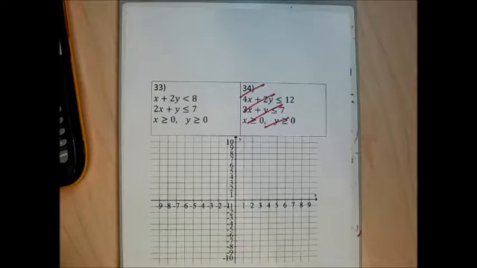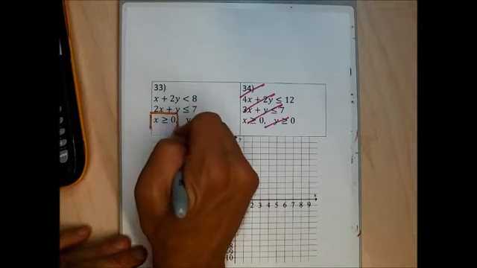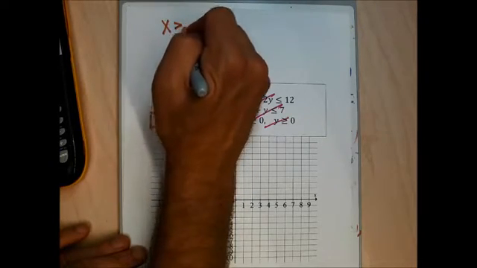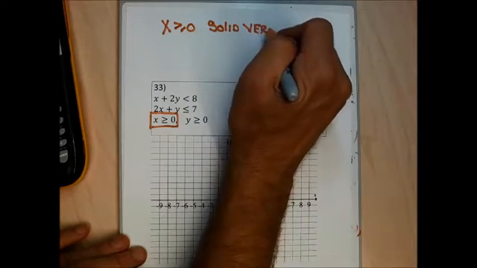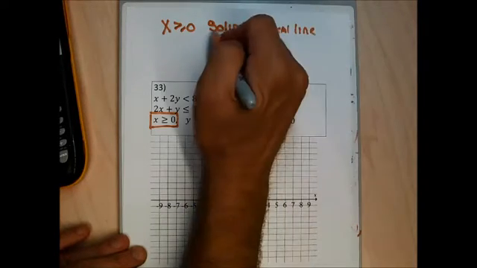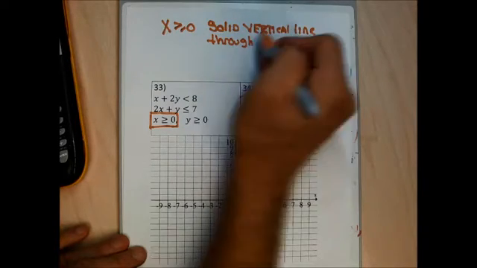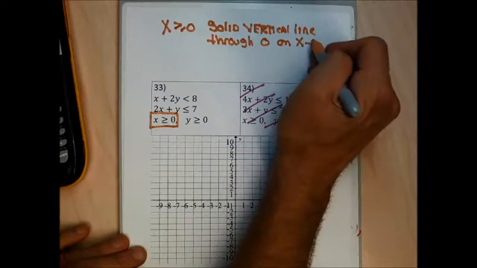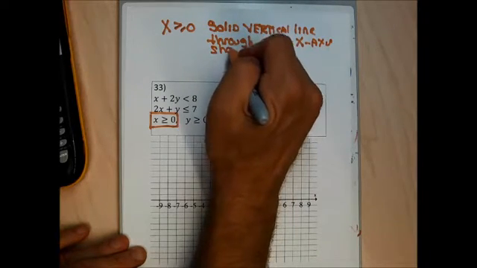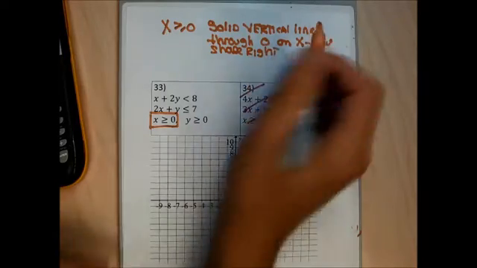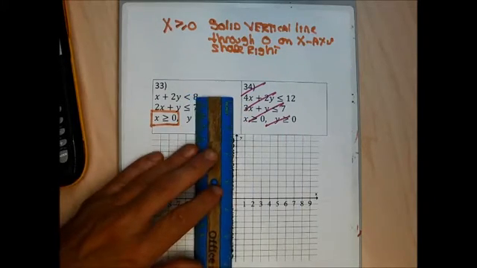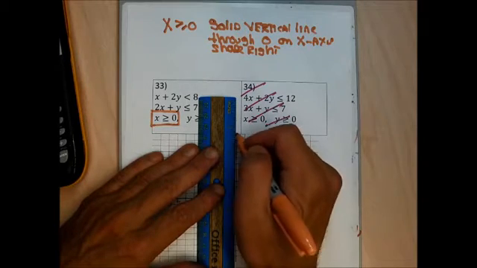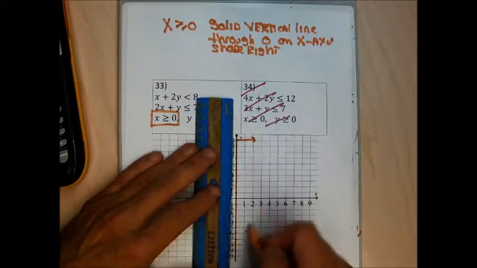So I'm going to graph the easy ones first. So the first line I'm going to graph in 33 is x is greater than or equal to 0. To do x is greater than or equal to 0, I'm going to draw a solid vertical line through 0 on the x-axis and shade right. And again, I don't do much shading until the very end. x is greater than or equal to 0 is a solid vertical line through 0 on the x-axis. It's actually going to be the y-axis. And I'm going to shade that to the right.